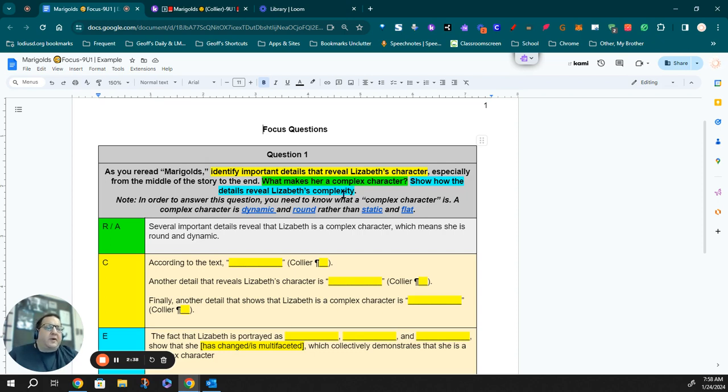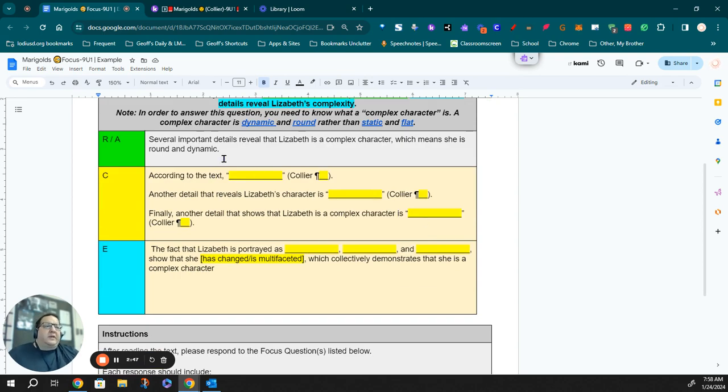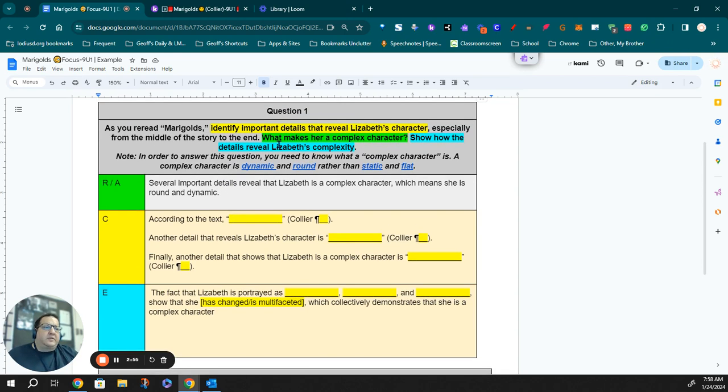So I'm going to help you find one of those points, and then also show you how you're supposed to set up the analysis as well. Okay. So whenever I have this kind of grayed out area here, that means that essentially that section is done for you. So it says what makes Elizabeth a complex character. Show several details. Well, it's just restated here for you. Several important details reveal that Elizabeth is a complex character, which means she is round and dynamic. And really, we're just going to answer the round part.